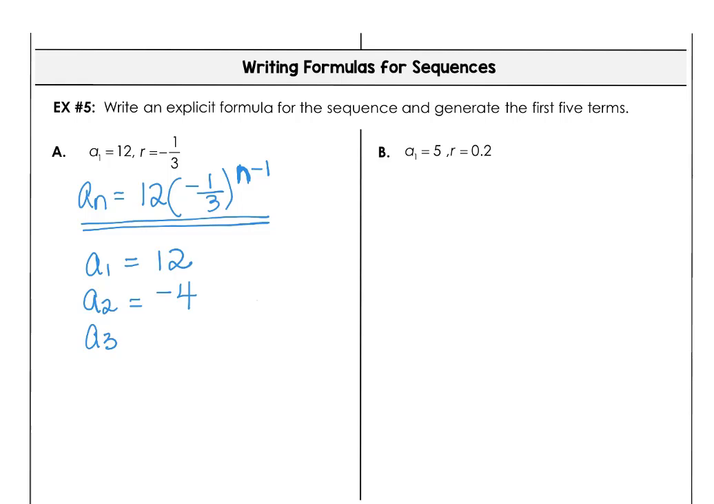The a sub 3 term is going to be 3 minus 1, so we have the second power here, which is 1/9. So 12 over 9 is the same as 4/3. 3 divides 12, and 3 divides 9. For the fourth term, 4 minus 1 power is cubed, so 27. 12 over -27 is -4 over 9. And then the fifth term is going to work out to be 4 over 27.